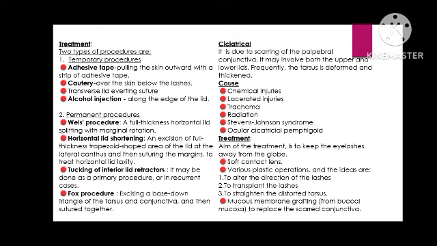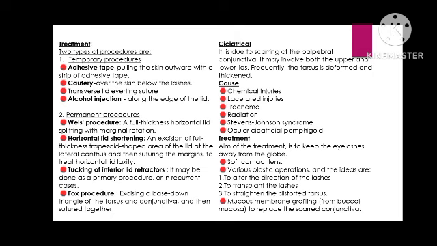And next one is cicatricial. It is due to the scarring of palpebral conjunctiva. It may involve both upper and lower lid. Frequently, the tarsal is deformed and thickened. Causes: chemical injury, laceration injury, trachoma, radiations, Stevens-Johnson syndrome, ocular cicatricial pemphigoid.